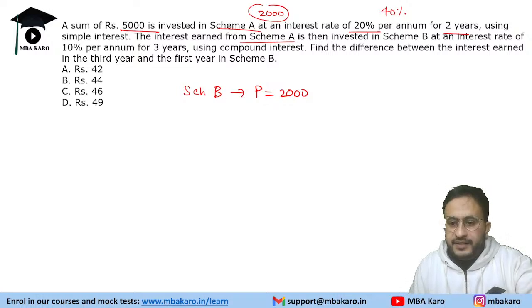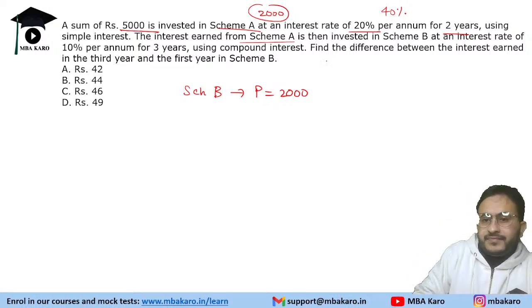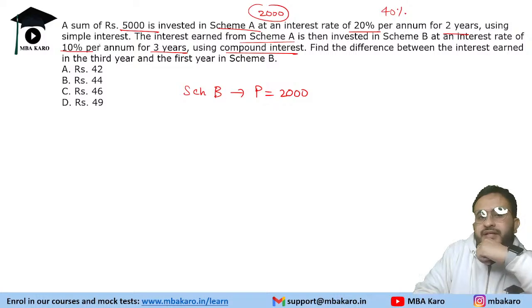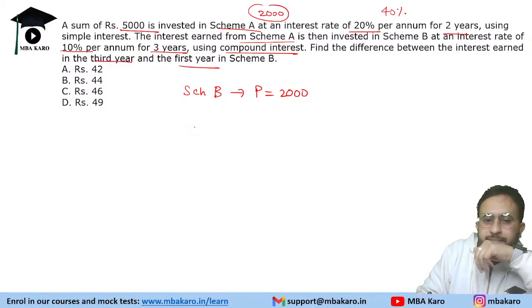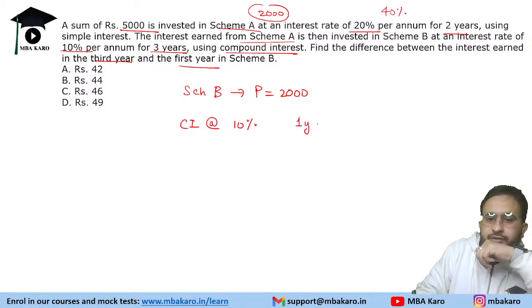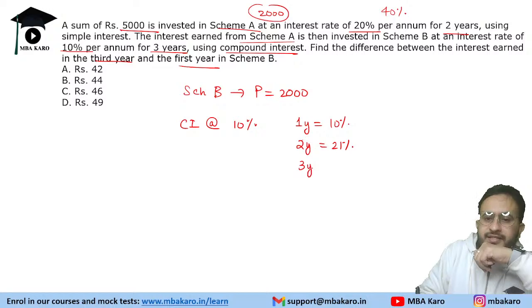And then we have 10% per annum for 3 years compound interest. Find the difference between the interest earned in the third year and the first year in scheme B. So in compound interest at 10%, in 1 year you get 10% interest, in 2 years you get 21% interest, in 3 years you get 33.1% interest.